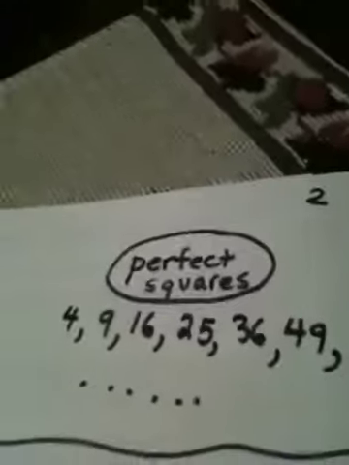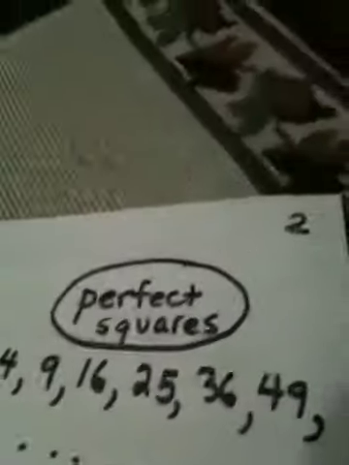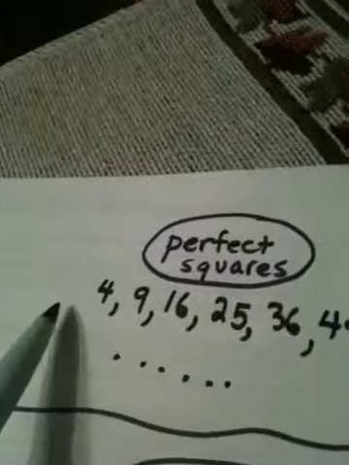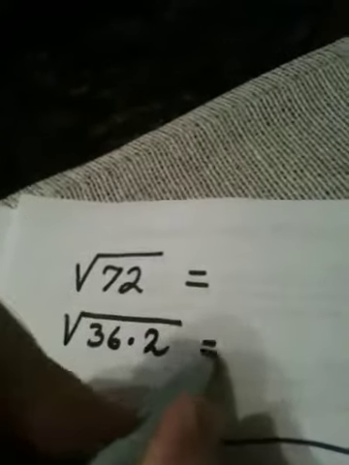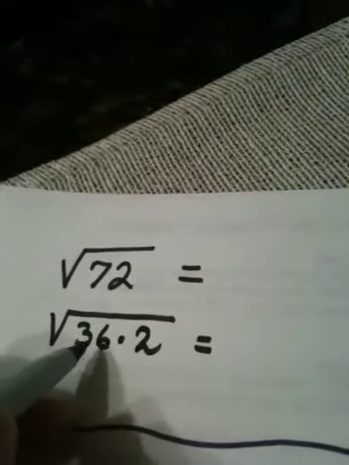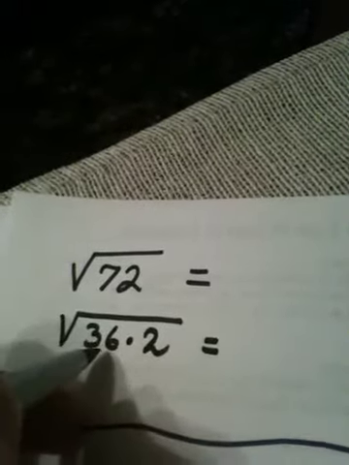All right? What I want to try to do is find the largest number from this list that is a factor of 72. In other words, that goes nicely into 72. Well, I believe the largest number from this list is 36. So what we can do is rewrite 72 as 36 times 2. 36 is a perfect square. It's the largest one that is a factor of 72.